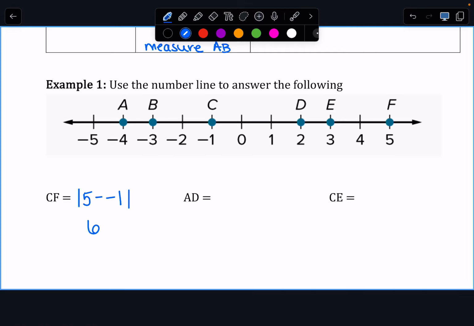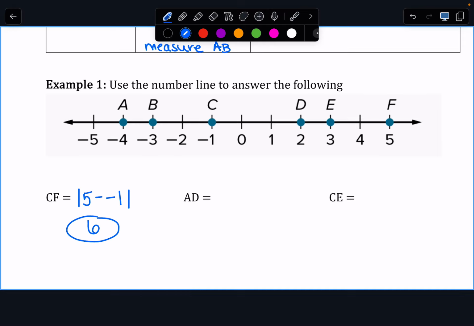But distance is always positive, right? We don't have negative distance. That's why we throw an absolute value there. Because what does the absolute value mean? Always positive.